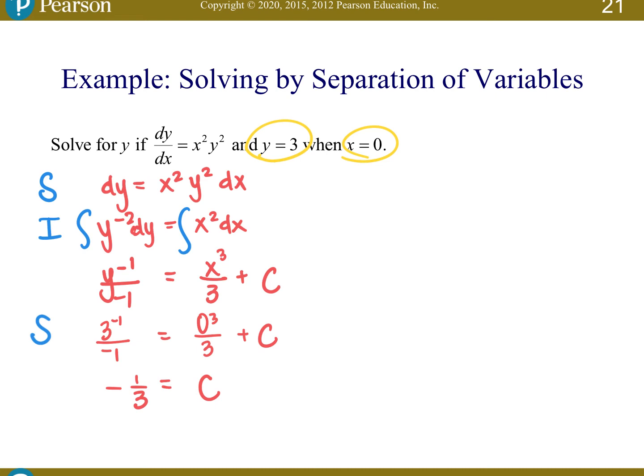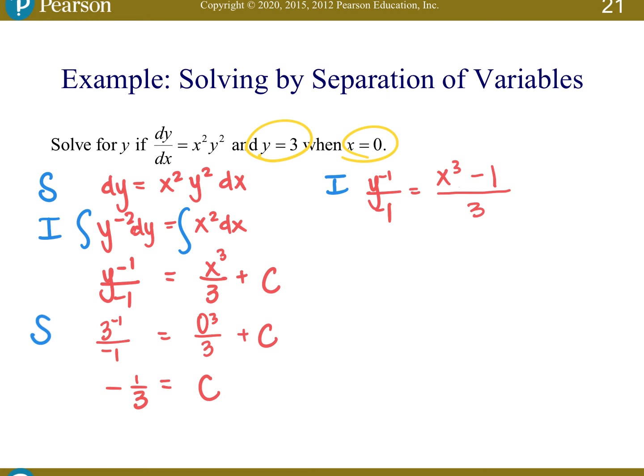Now I'm going to isolate y. I'll move over and do it over here. So that would be y to the -1 divided by -1 equals x cubed over 3, and then minus 1 over 3. I notice that the x cubed over 3 and the 1 over 3 have a common denominator. Okay, x cubed and 1 are both over 3. So I'm going to combine those and put them both over 3 and write it like that. If they have a common denominator, it's the best way to do it.